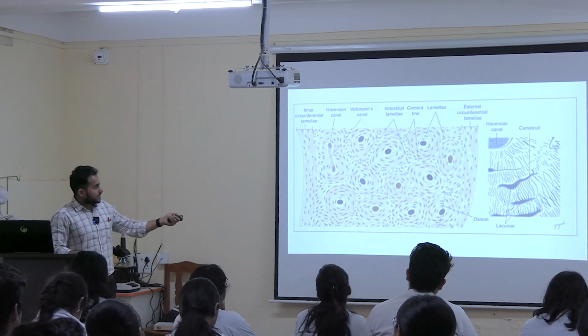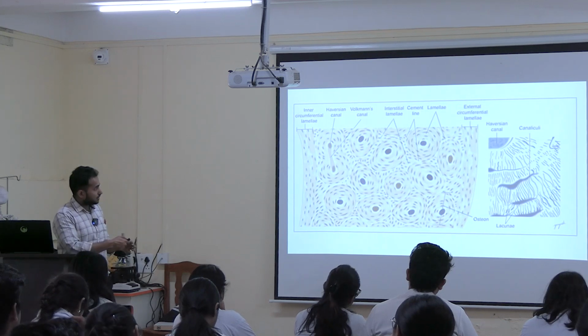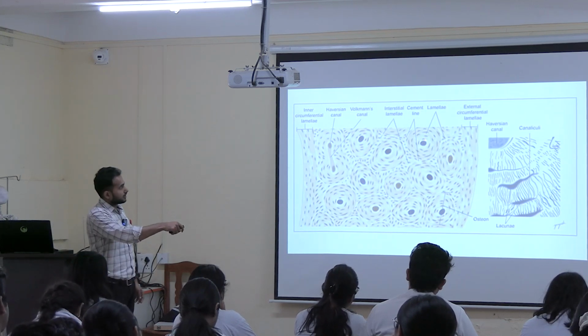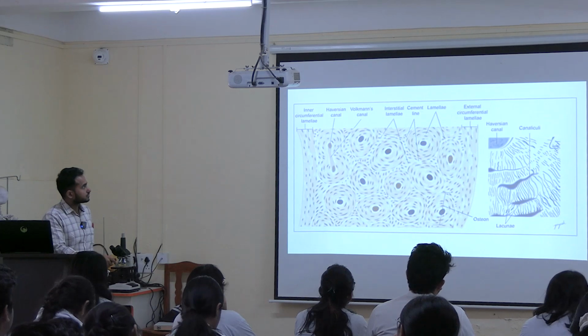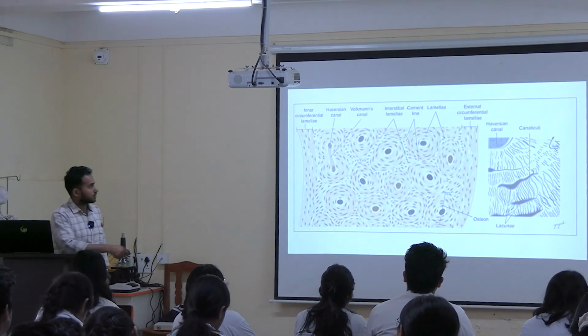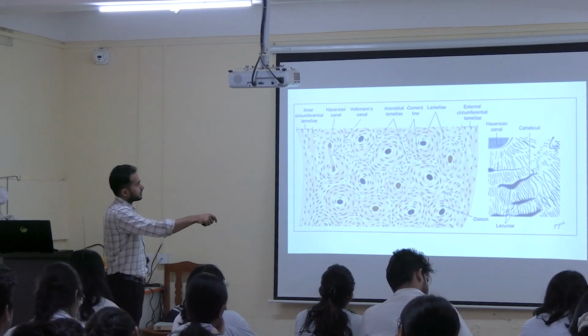Okay, so please see the diagram carefully now. These are the concentric lamellae. Now can you see these particular things? What are these? Anyone? No. Yeah. This one.